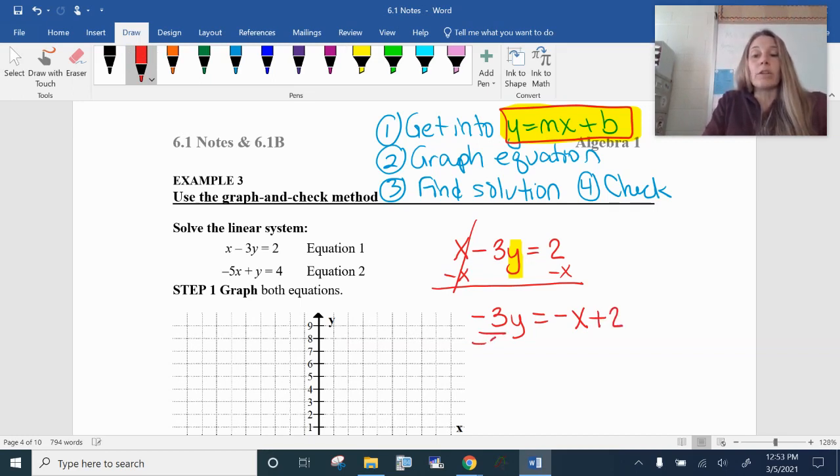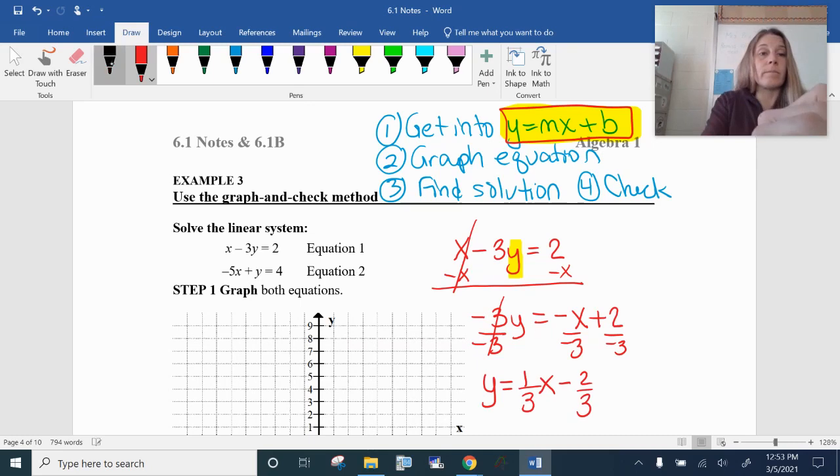Now we would want to finish dividing by whatever is being multiplied to that y value. In this case, it's a negative 3. So we're left with y equals, now here we have a negative and a negative, so they're going to cancel out, and it's just going to be 1/3 x minus 2/3.